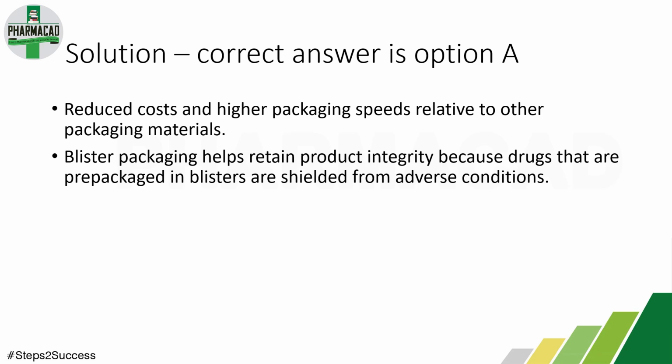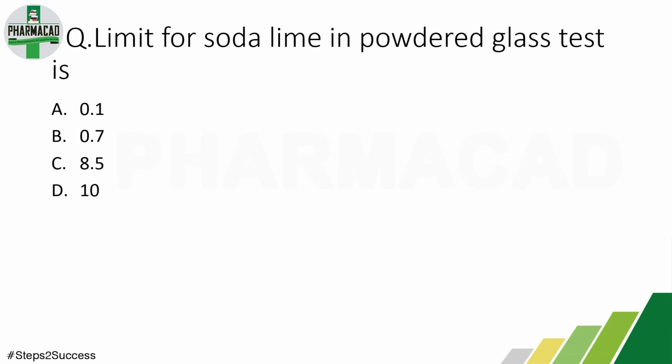Blister packaging also helps to retain product integrity because the drugs that are pre-packed in blisters are shielded from adverse conditions. So you have to remember the advantages and disadvantages of most of the packaging, whether it is plastic or elements like steel, aluminium, blisters, strips. You have to remember it for GPAT as well as NIPER purposes. Move on to the next question.